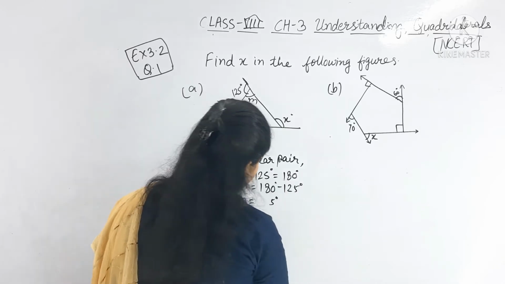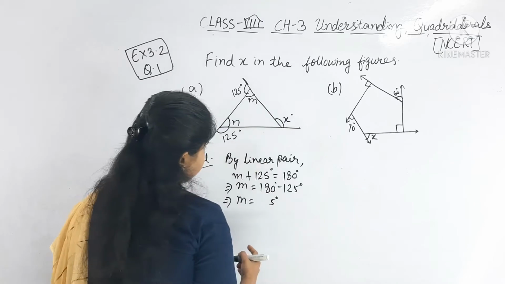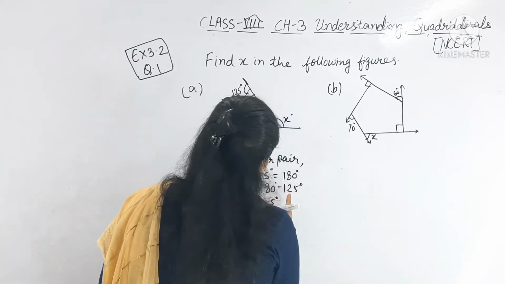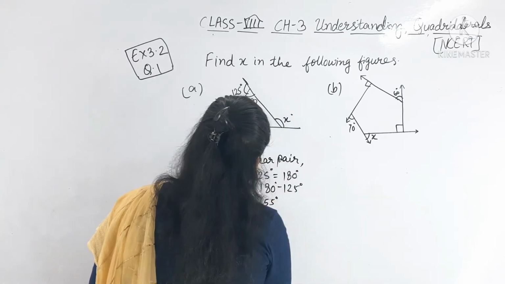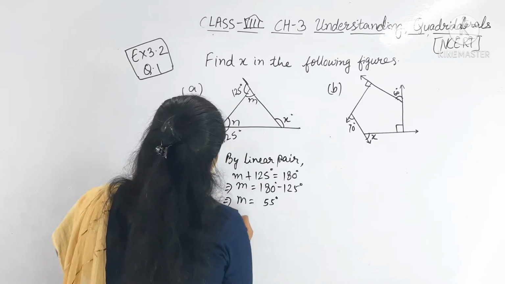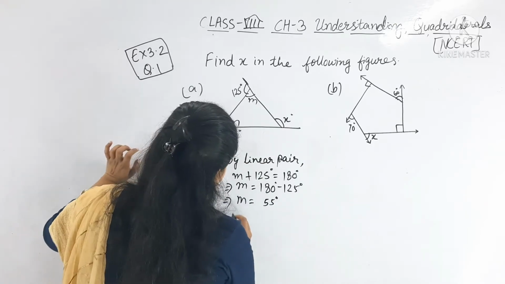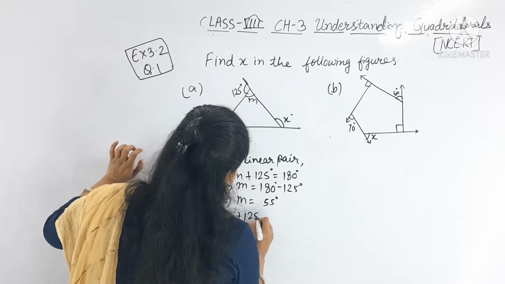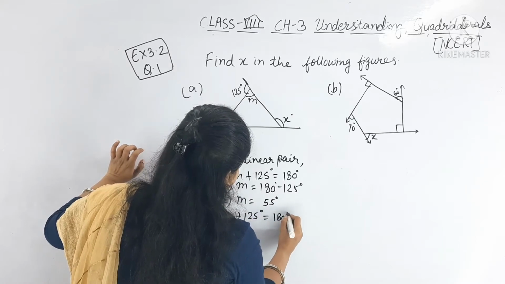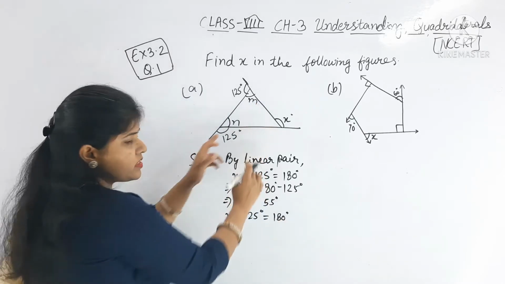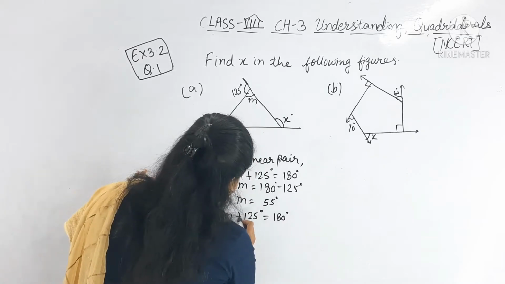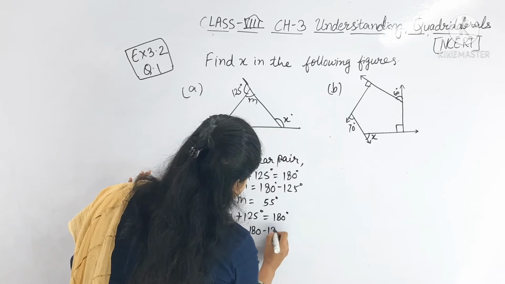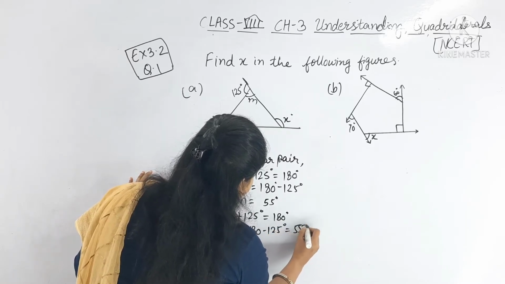Here m is equal to 5, 10 minus 5 is 5, and 7 minus 2 is 5. So 55 degree is here, and this is also 125 degree. So you can write n plus 125 degree equal to 180 degree. We had assumed m and n as the interior angles. So n is equal to 180 minus 125 degree is equal to 55 degree.